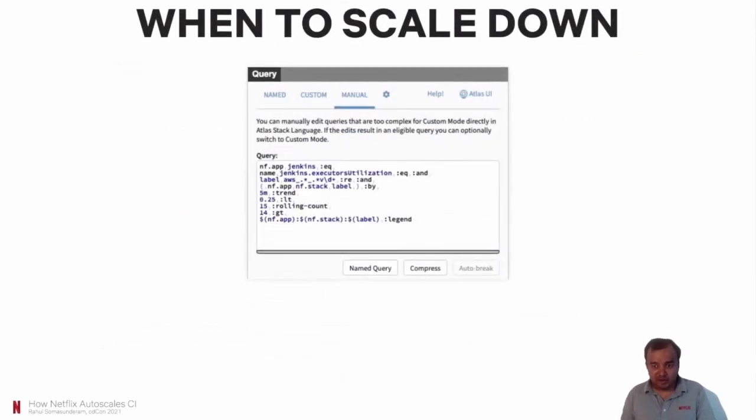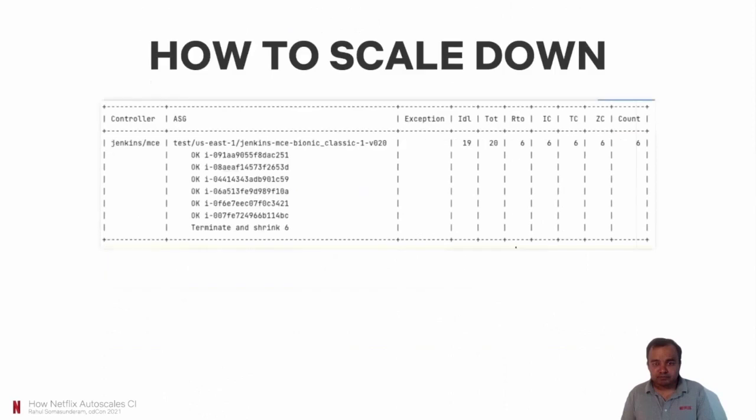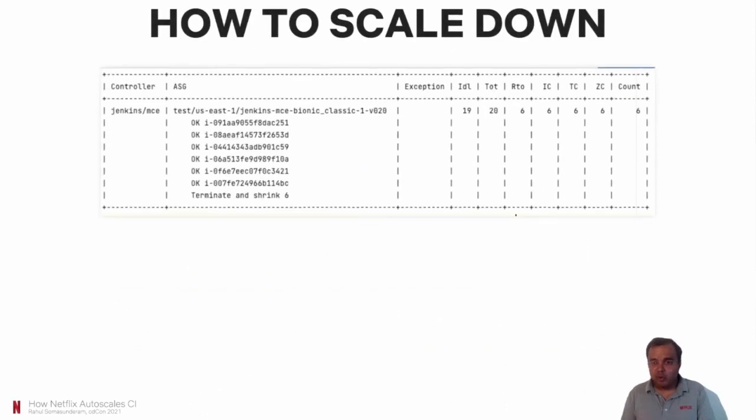Scaling up was easy. Scaling down is much harder. The way we do it is we set up an alert that gets fired when utilization for an ASD is under 25% and stays that way for 15 minutes or longer. When that happens, we run a program that talks to the Jenkins controller and finds out which agents are idle. Then it carefully marks them offline.